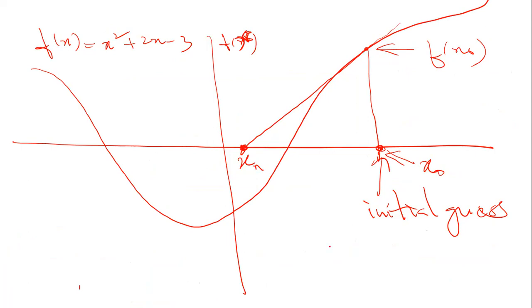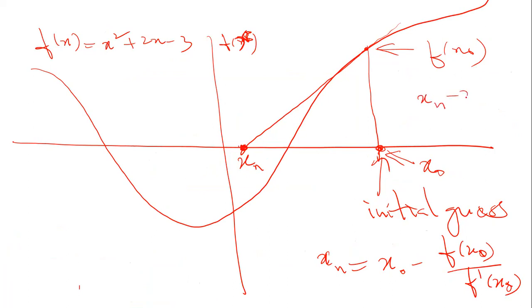How do you find your xn? Because this is a straight line, xn will be x naught minus f of x naught divided by f prime x naught, right? Using this formula, we will arrive at this point. So we will see that the difference between x naught and xn is still very large. Very large gap is there.